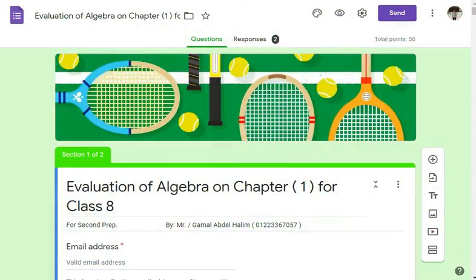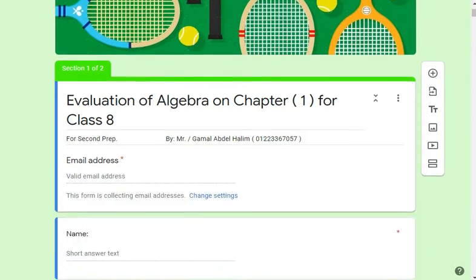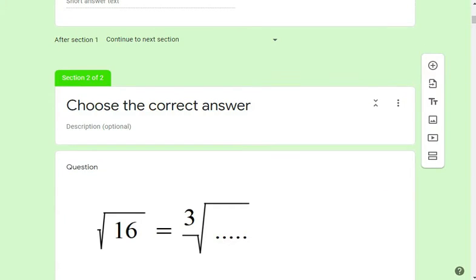Bismillah ar-Rahman ar-Rahim. Evaluation of Algebra on Chapter 1 for Class 8. Let's go to the first question.